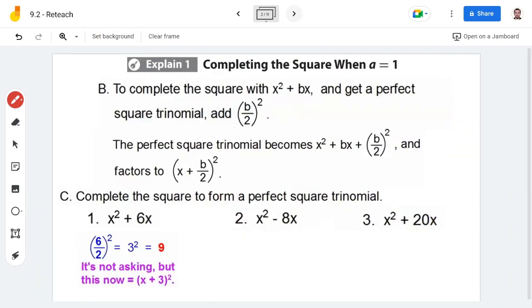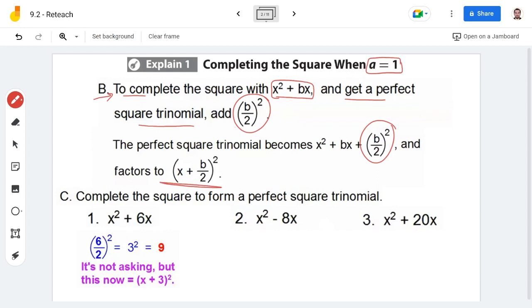But look here, first, let's start with when a is equal to 1. When we have a quadratic equation when a is equal to 1. Now, read here: to complete the square with x squared plus bx and get a perfect square trinomial, add (b over 2) to the power of 2 to both sides. So you have to add to both sides (b over 2) to the power of 2, and factor this one to get the answer.